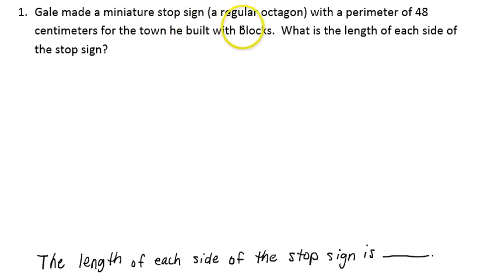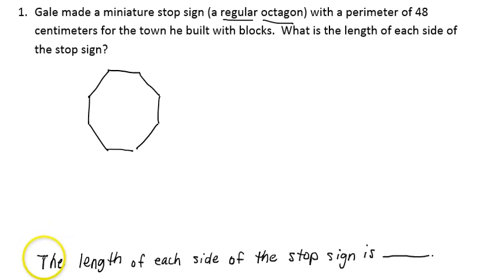So if I go back to my problem, the stop sign is an octagon. So I'm going to start by drawing an octagon, which is an 8-sided shape. It also mentions that it is a regular octagon. That means that all 8 sides are the same length. I know that if I add all 8 sides together, I will get a perimeter of 48 centimeters. So I just need to figure out what one side is.